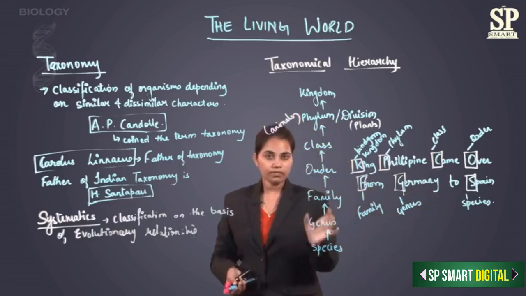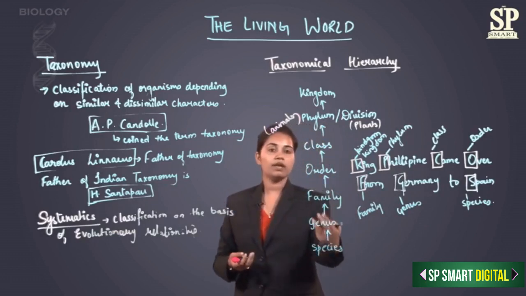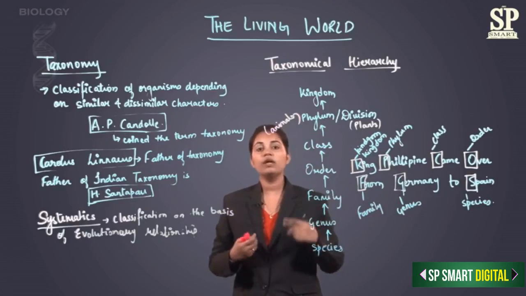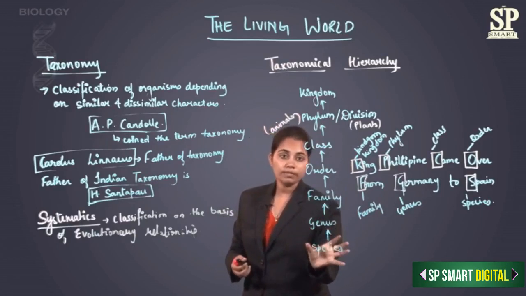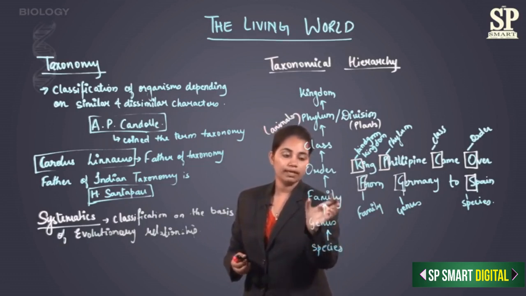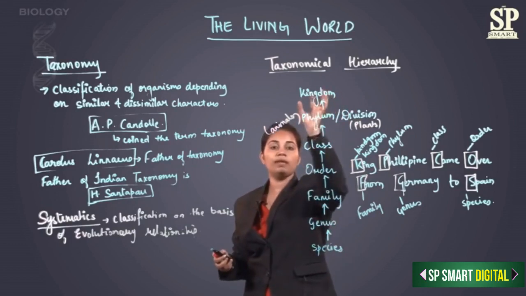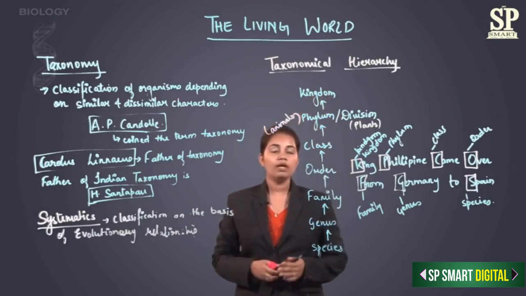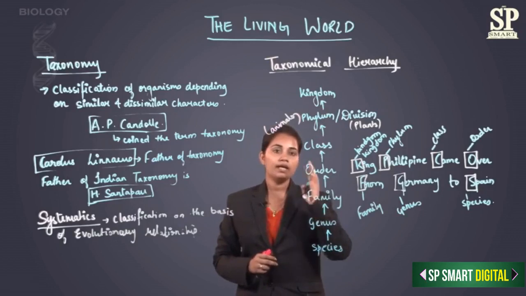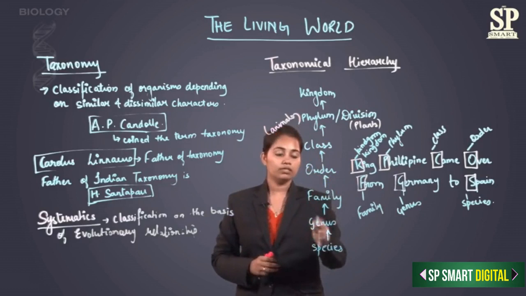Okay, and also as I said, as we move up the hierarchy, the similarities between the organisms go on decreasing and the dissimilarities go on increasing. So I'll have more similar characteristics in this group, less in this, again less, and for the group of the kingdom, the percentage of similar characteristics will be very low. Now let us study the details of each and every step.